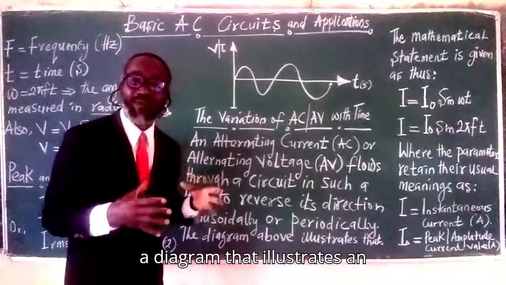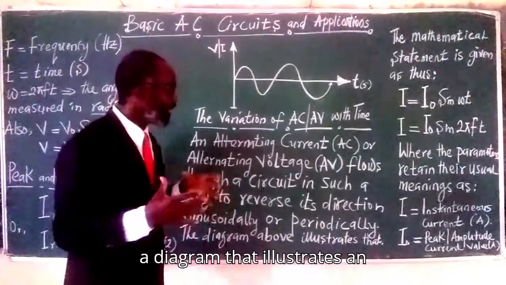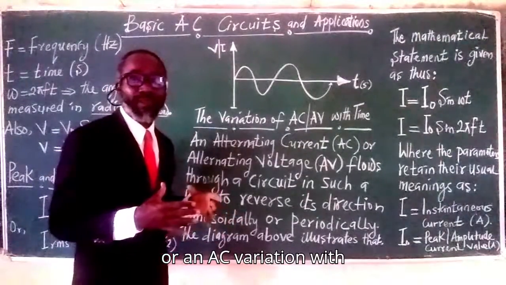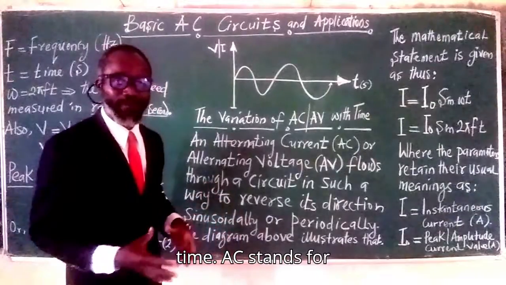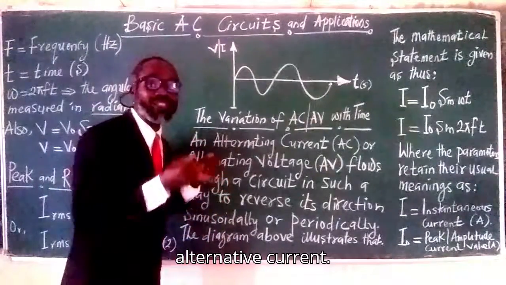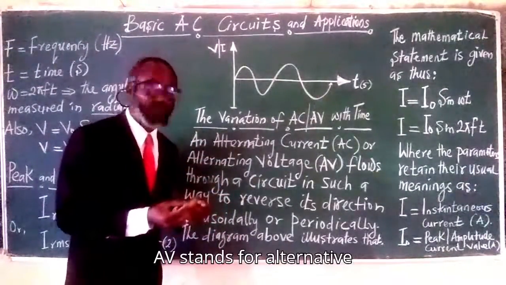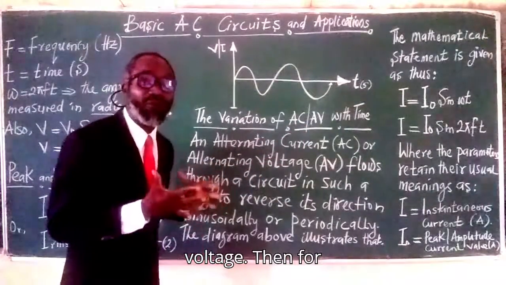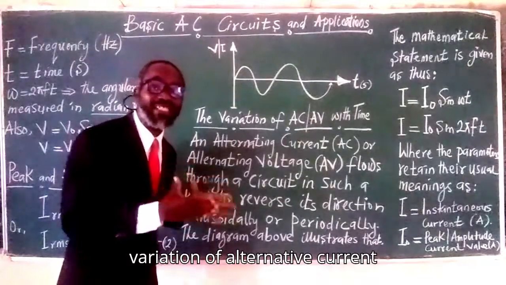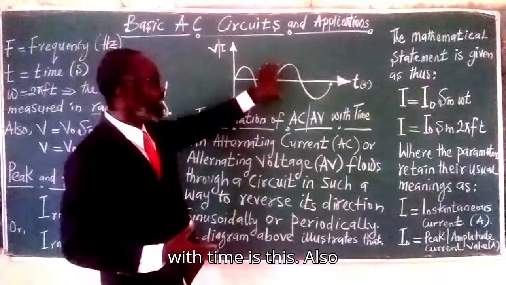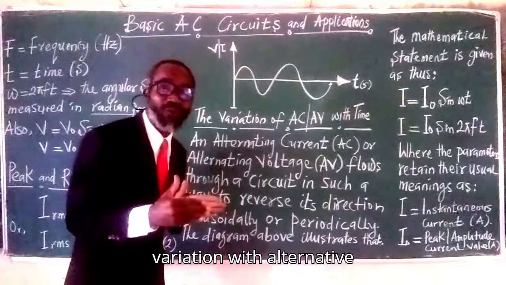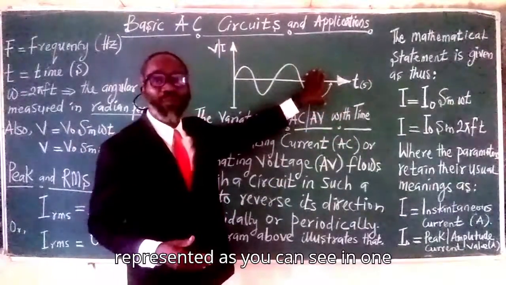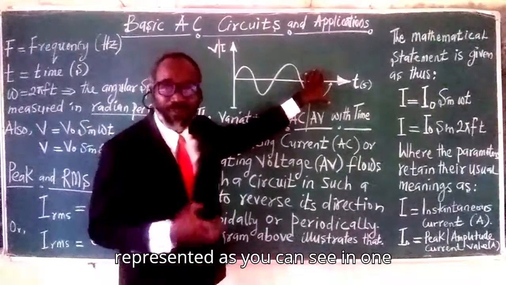is a diagram that illustrates an AC variation with time or an AV variation with time. AC stands for alternating current. AV stands for alternating voltage. Then the variation of alternating current with time is this. Also, the variation of alternating voltage with time is also represented as you can see on the board.